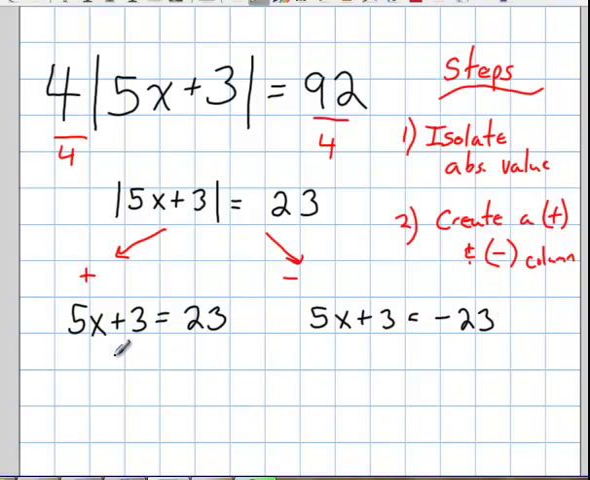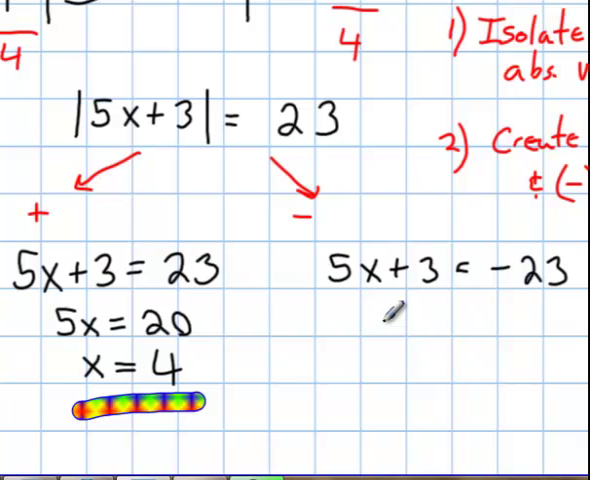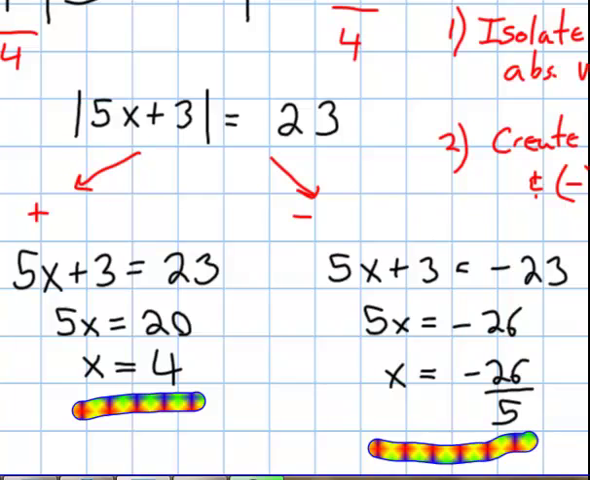Again, we're just going to come through and solve. The first step, and I'm not going to write these many steps in, is to subtract 3 from both sides. So we have 5x is equal to 20. Divide both sides by 5, and you would get x is equal to 4. That's one answer. The next one is, again, subtract 3 from both sides, and you get negative 26. Divide both sides by 5, and you get x is equal to negative 26 divided by 5. So those were my two answers.